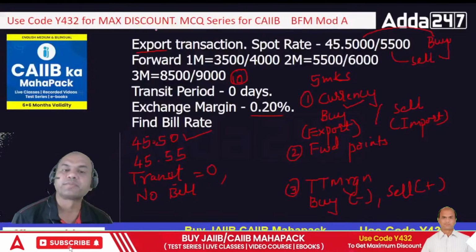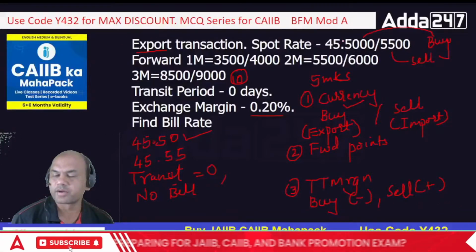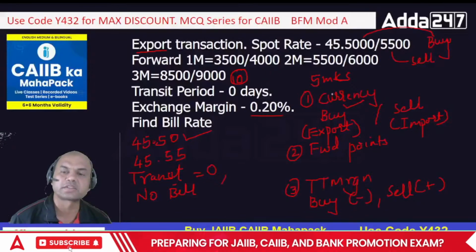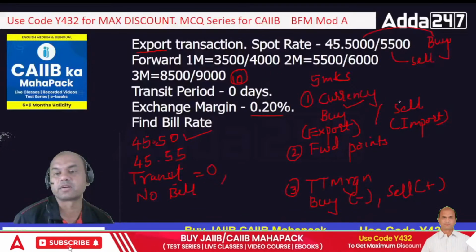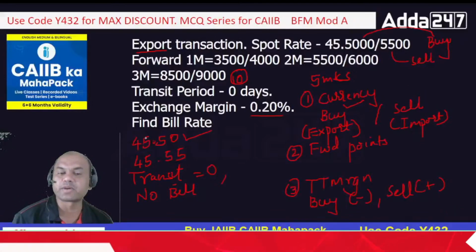So in our case, it was an export transaction. Export means simply buy. Whenever there is an export transaction, we have to buy. Whenever it's an import, we have to sell. So we took this rate, 45.50.